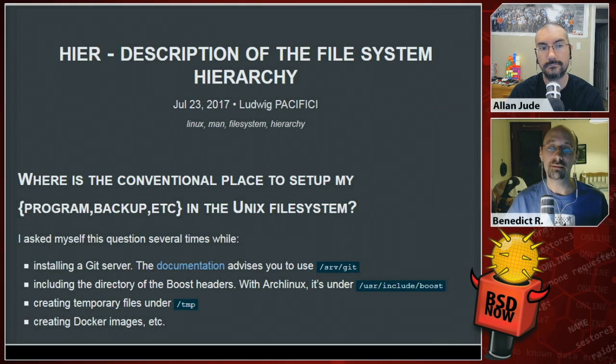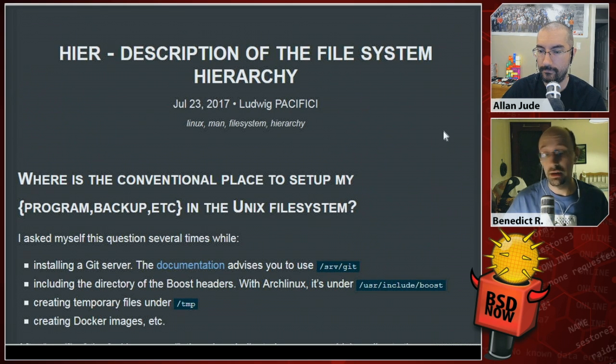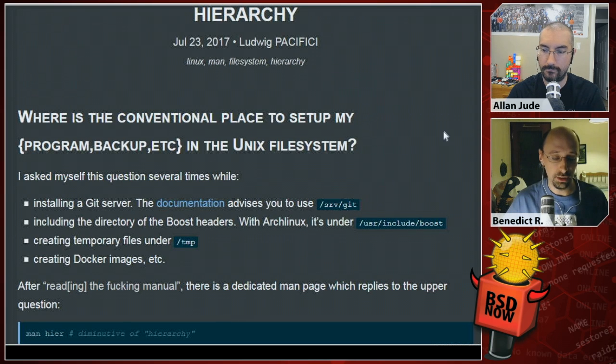So now it's time for our BSD bits this week, starting with the description of the file system hierarchy. There's a web page here that describes the conventional place to set up my program, backup, etc. in the UNIX file system. Yeah, so they asked themselves this question several times. When installing a Git server, the documentation advises you to put it in /srv/git. It's like, well, that directory doesn't even exist. That seems like a weird place to put it.